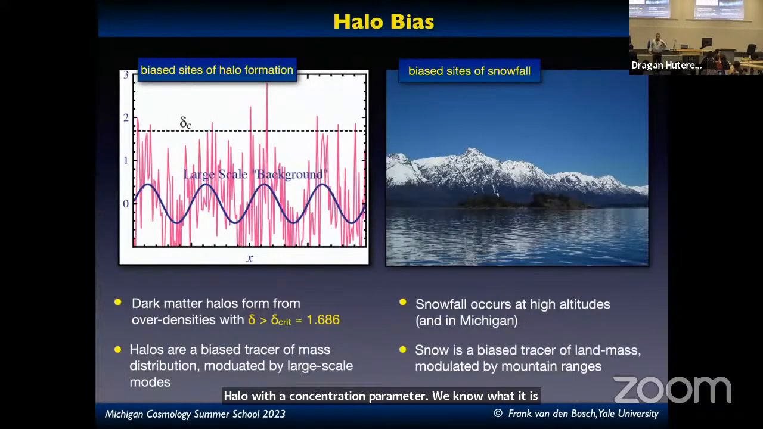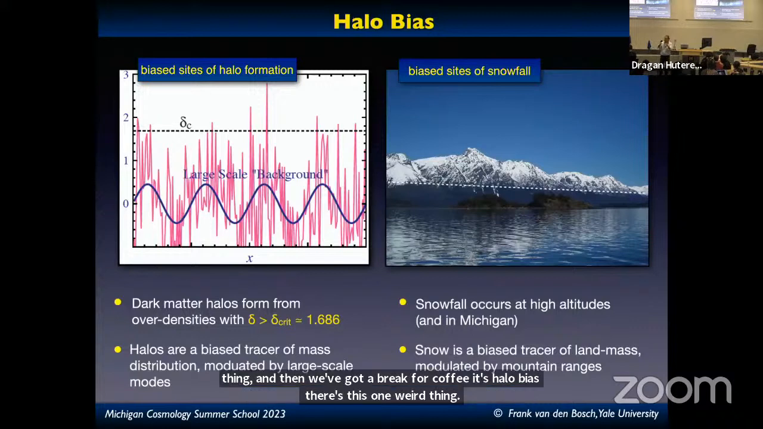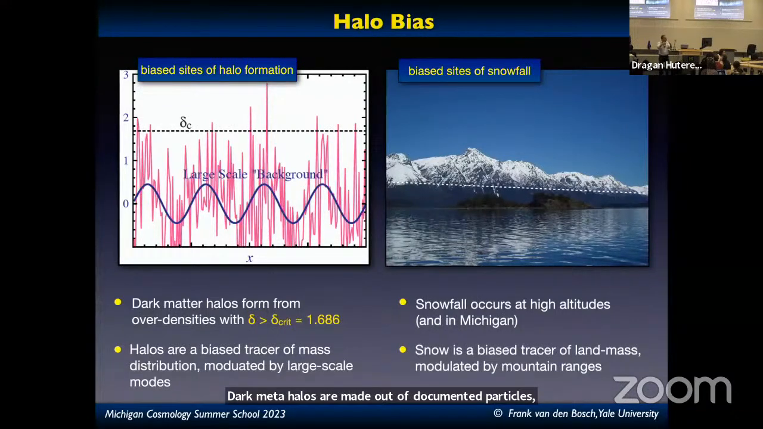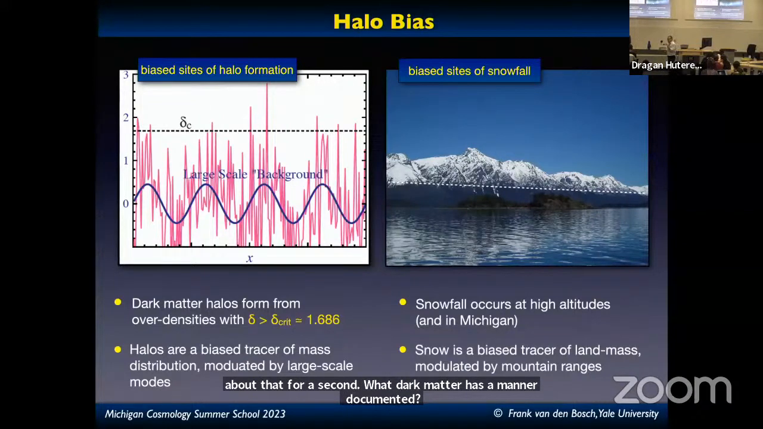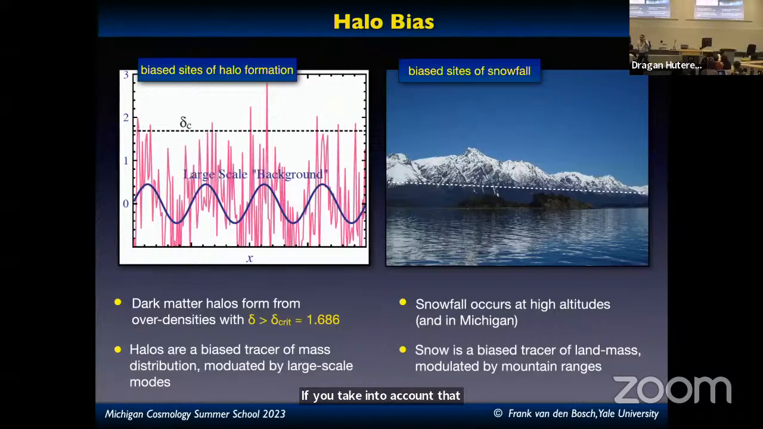Now, the final thing, and then we're going to break for coffee, is halo bias. There's this one weird thing. Dark matter halos are made out of dark matter particles, yet they are a biased tracer of the dark matter density field. You think about that for a second. What? Dark matter halos are made out of dark matter, they are a biased tracer of the dark matter density field. Sounds weird, but it's logical if you take into account that dark matter halos don't form at random locations in the universe. They form wherever the density field is overdense. It needs to be above that critical value of 0.686.